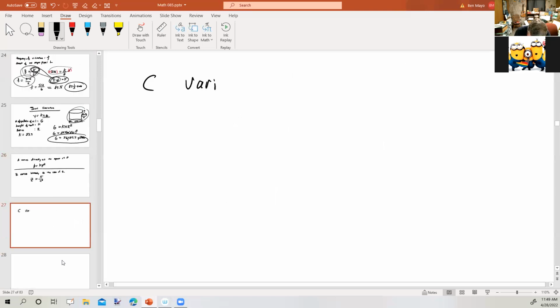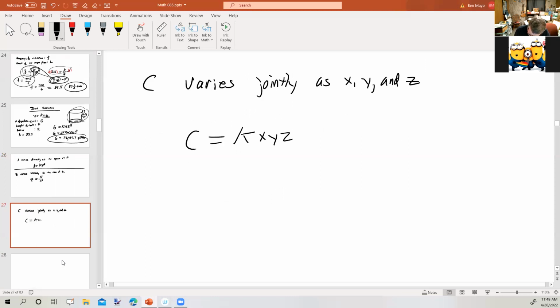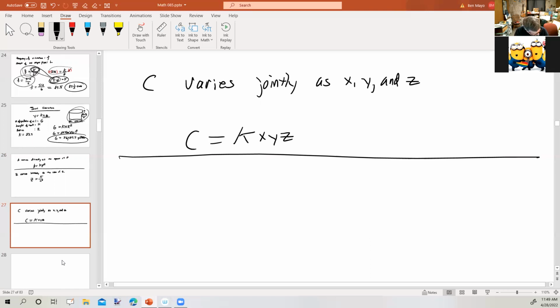C varies jointly as X, Y, and Z. So C equals K X Y Z. Again, the variation constant is included. All right with that? Yes.